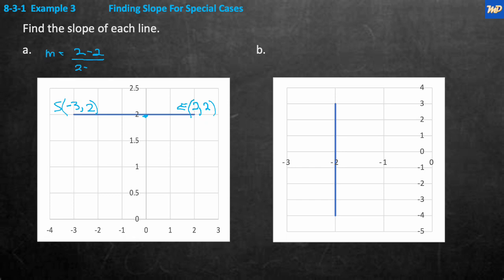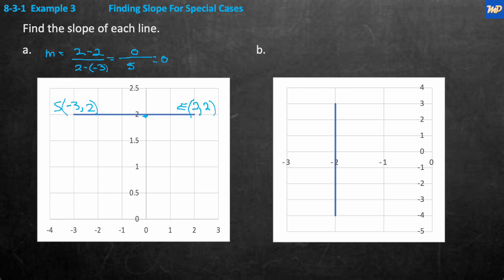2 minus -3. If we work out the mathematics, 2 minus 2 is 0. On the bottom, it's 2 plus 3, since minus a minus 3 is a plus 3, so 2 plus 3 is 5. So what is the slope? As we see from this fraction, any fraction with 0 in the numerator, no matter what's in the denominator, is 0. So the slope of this line is 0.